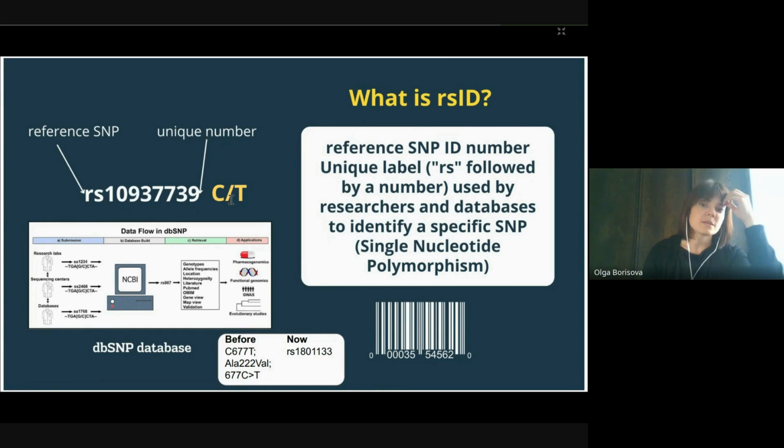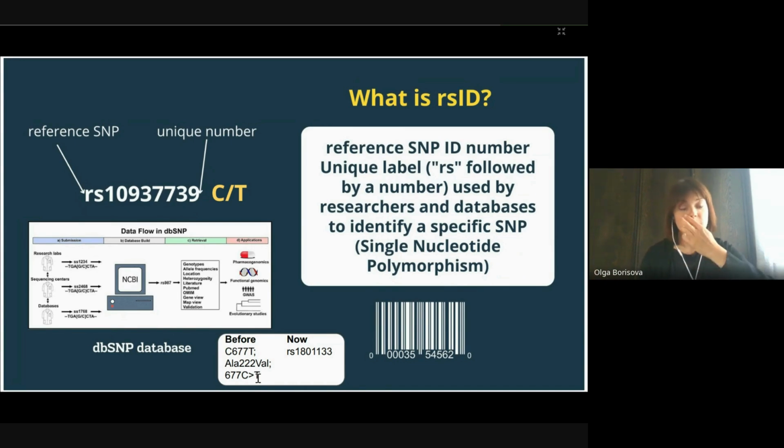If you read older articles, you might have seen SNPs named differently. Before, they were referenced by the name of a gene, for example MTHFR or another gene, and then the specific amino acid change or nucleotide change. And it was difficult to understand, when reading one article and then another, whether it was the same thing or not.